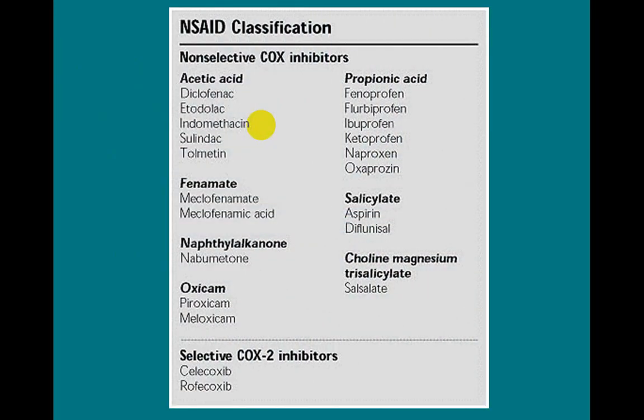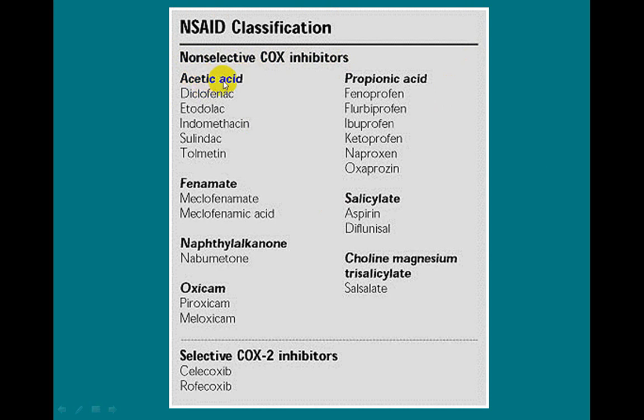What about the classification of nonsteroidal anti-inflammatory drugs? They are classified into non-selective COX inhibitors and selective COX-2 inhibitors. Sometimes some books or references add paracetamol to the nonsteroidal anti-inflammatory drugs, and some books omit paracetamol from them. So the first type is the non-selective COX inhibitors.